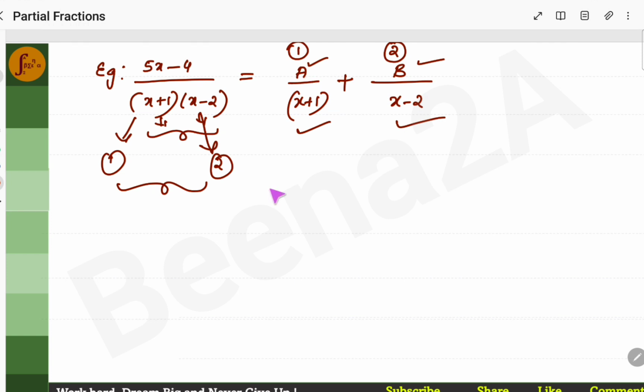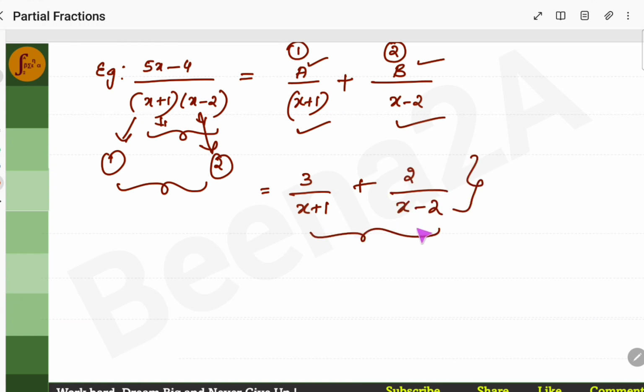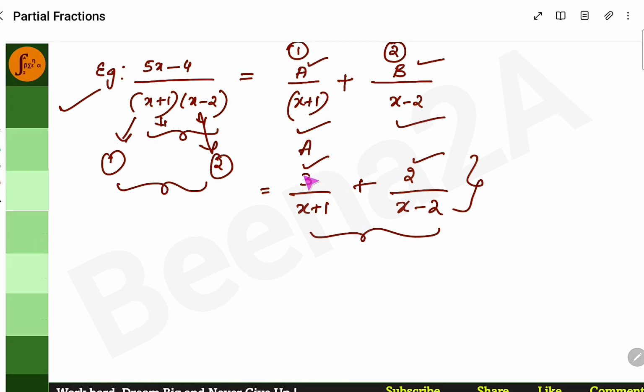Now, instead of A, you could have 3. It could be 3 by x plus 1. Instead of B, we could have 2 by x minus 2. These could be the partial fractions for this entire rational function. But we need to obtain this 3 and 2, right? So as a first step, we assume that the numerators would be A and B.